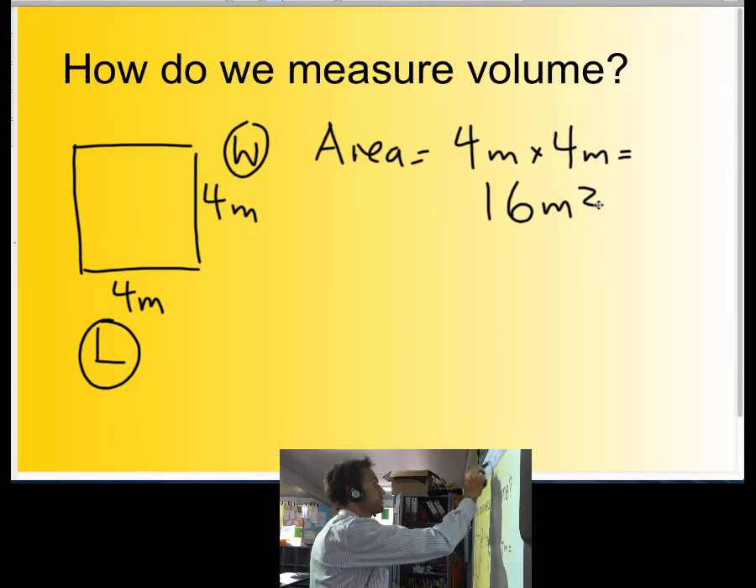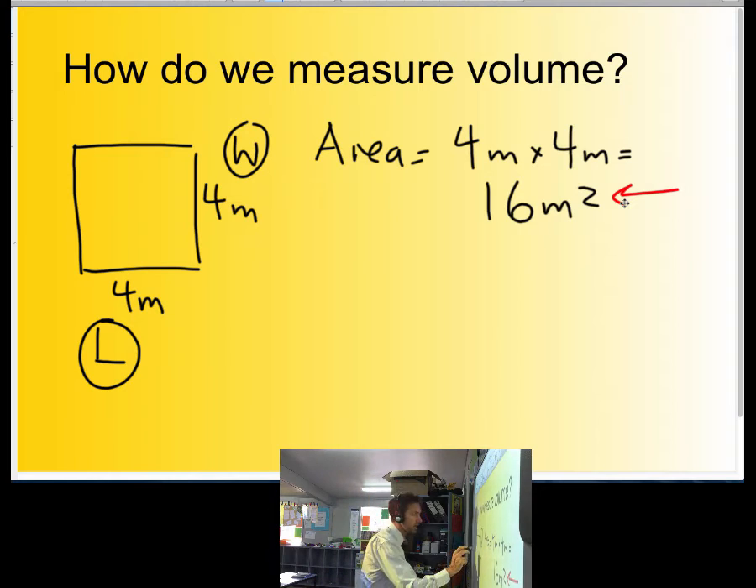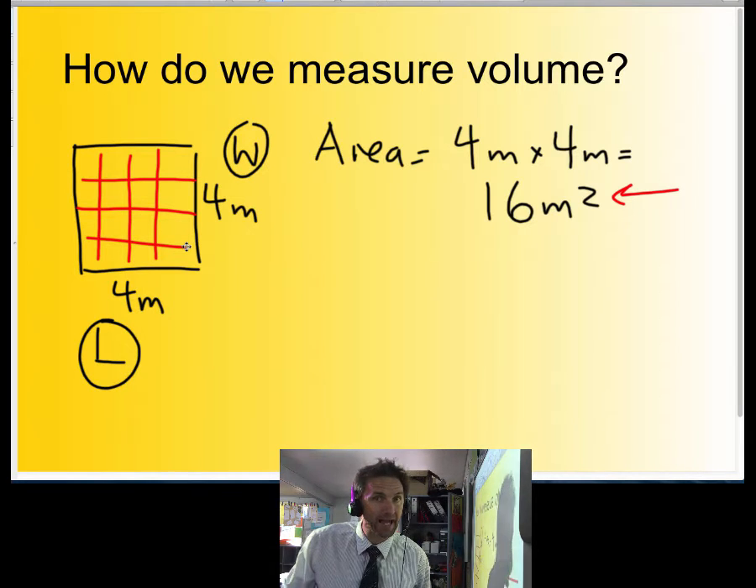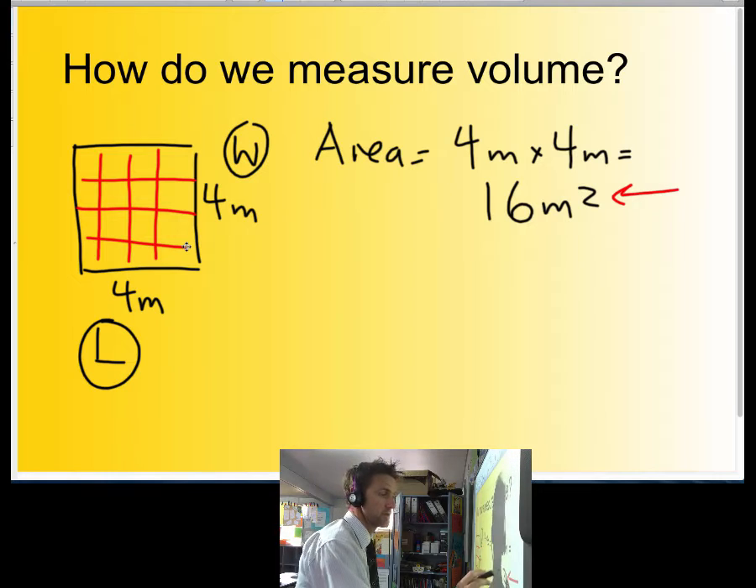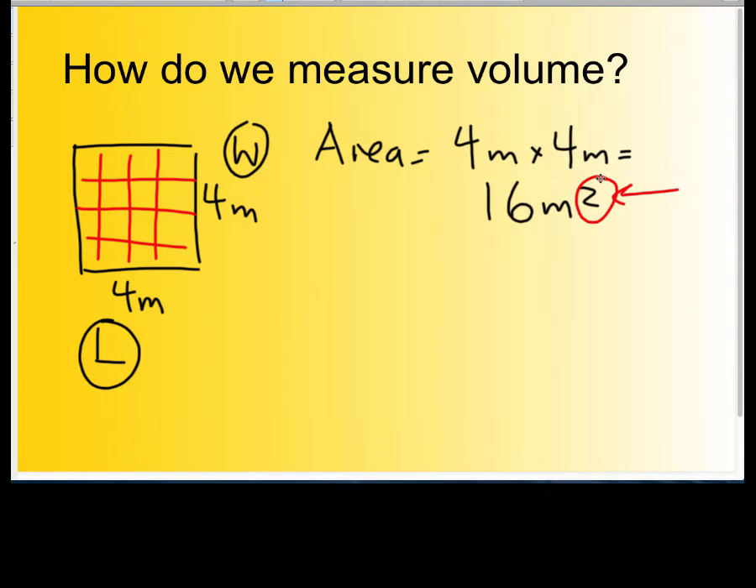And that little 2 there is really important because it literally shows us that there are 16 little squares in that space. Remember, with area we talk about meters squared or centimeters squared. It's really important we have that little 2.